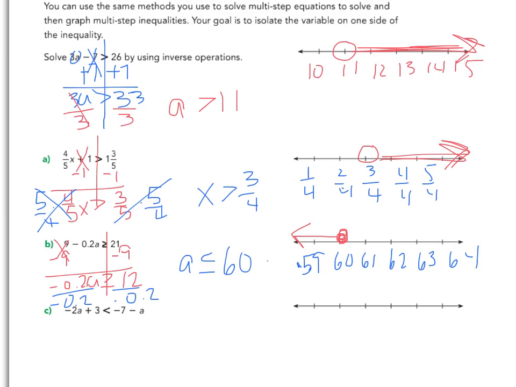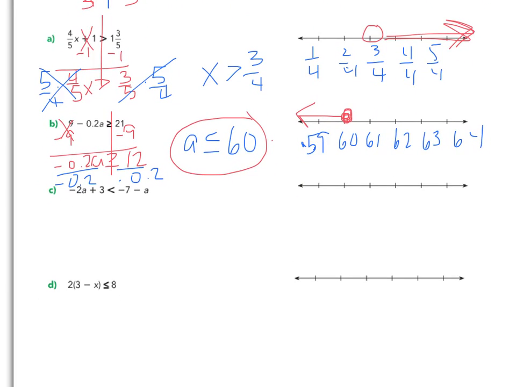Now for B, I'm going to subtract 9 from both sides. 21 minus 9 is 12, so I get negative 2/10 a is greater than or equal to 12. To undo the multiplication, we divide both sides by negative 2/10. Since we're dividing or multiplying by a negative, we now need to flip the sign. 12 divided by 2/10 is 60, so we get a is less than or equal to 60, not greater than or equal to 60. Okay, so let's do letter C together.